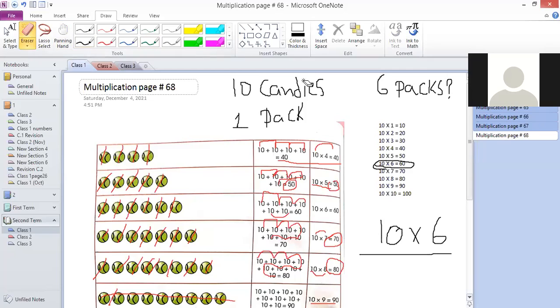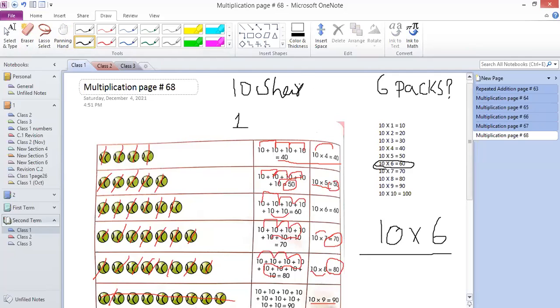I will take one more example, guys. If I say there are 10 sharpeners in one box, how many will be in 4 boxes? If there are 10 sharpeners in one box, how many will be in 4 boxes?